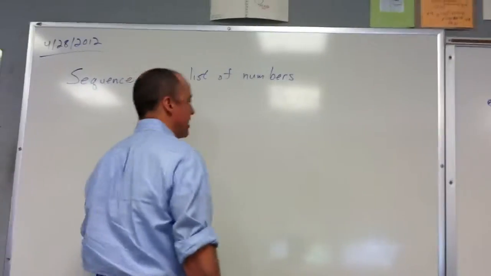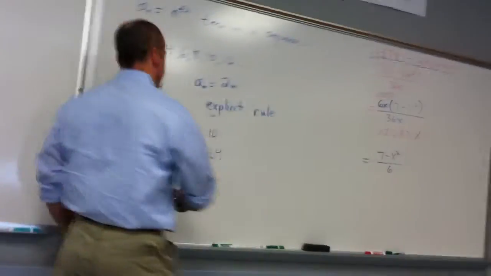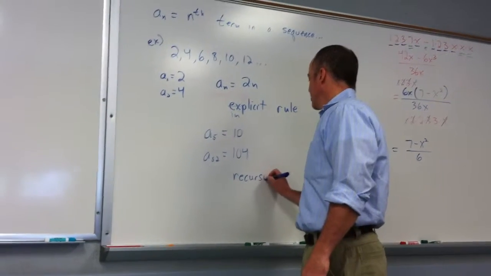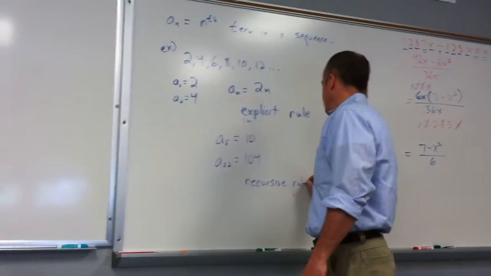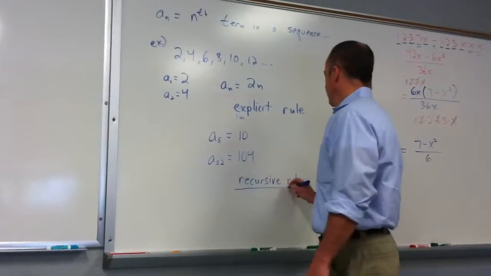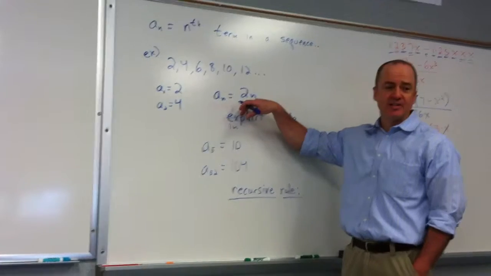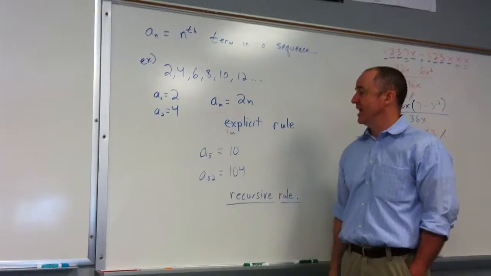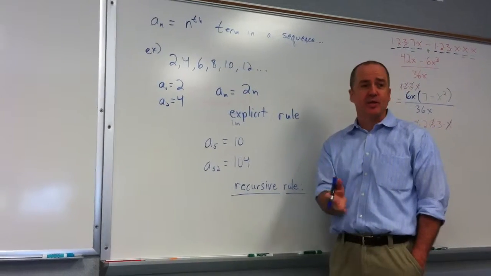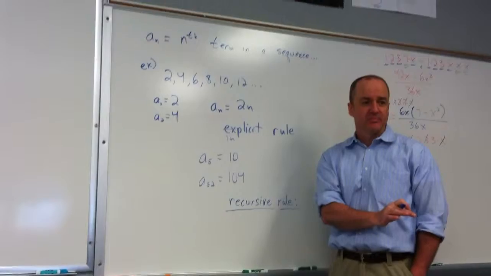Now, let's see. One other rule. Actually, come back over here a second. This one I know I'm getting the name right. There is something called a recursive rule to a sequence. A recursive rule doesn't help you find the nth term based on some formula involving n. A recursive rule tells you what the nth term is doing by describing its relationship to the prior term.